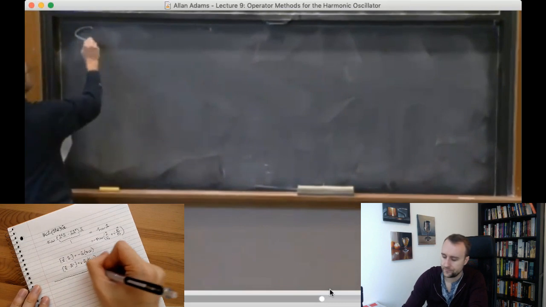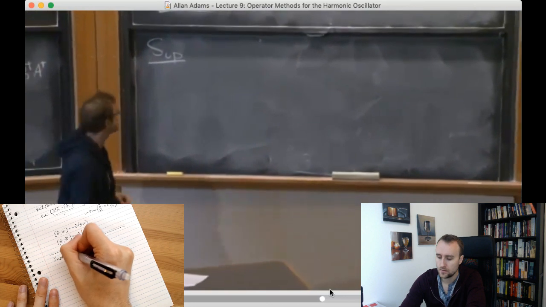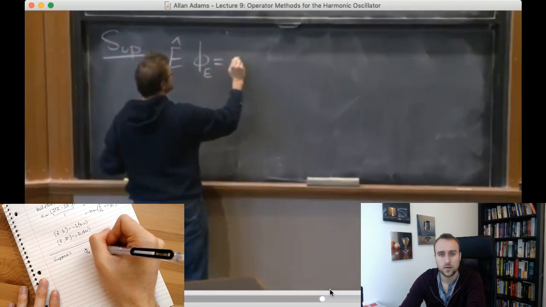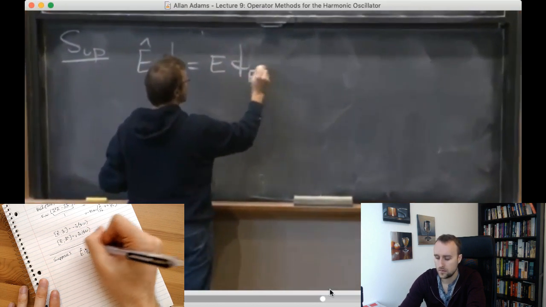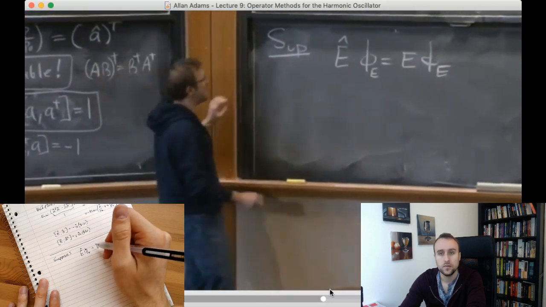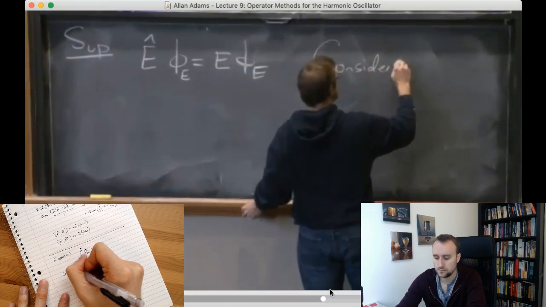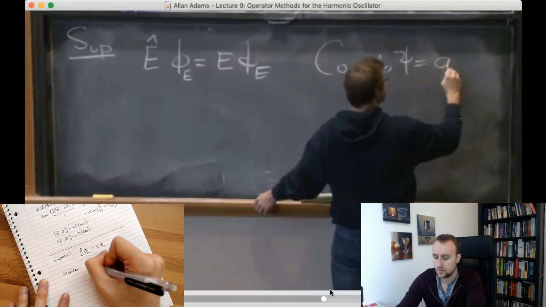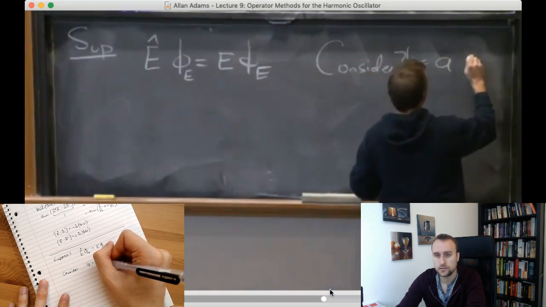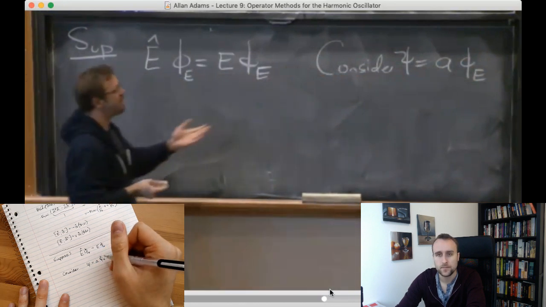So suppose we already happen to have access, here in my sleeve, to an eigenfunction of the energy operator: E on phi e is equal to E phi e. Suppose I have this guy. Cool? Check this out. Consider a new state, psi, which is equal to a on phi e. It doesn't really matter which one I do first, but let's do a. What can you say about this state?